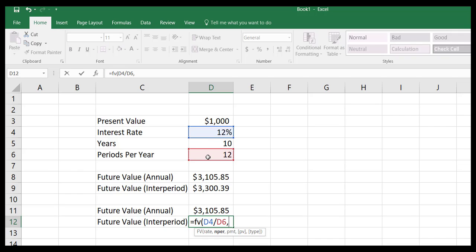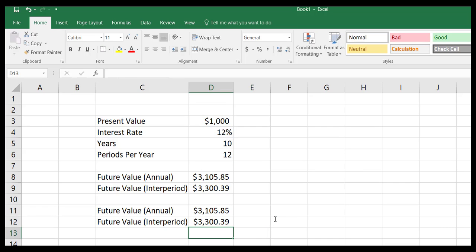Now I type a comma, and it wants the number of periods. We're going to do this 10 years, but we're going to do it 12 times over 10 years. The number Excel is looking for here is 120, so we have to do the years multiplied by the periods in a year. Then a comma. Once again, the payment's blank, so we'll do a 0 and a comma. And then we click on the present value, and we don't forget we want a negative sign there. And finally, we'll just close the parentheses and finish the formula and hit enter, and we get our result.